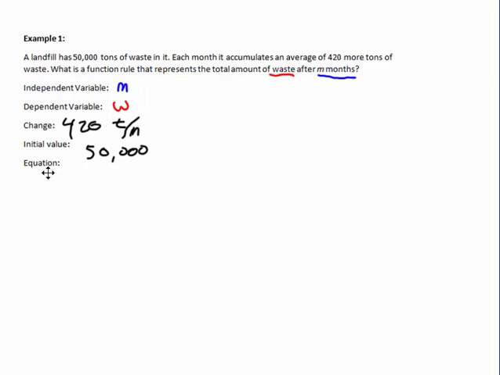And now we can write our equation. W, which is our dependent variable, depends on M in this instance, equals, and this is how we put these together, our change times our variable, so 420 times M plus our initial value, which is 50,000.